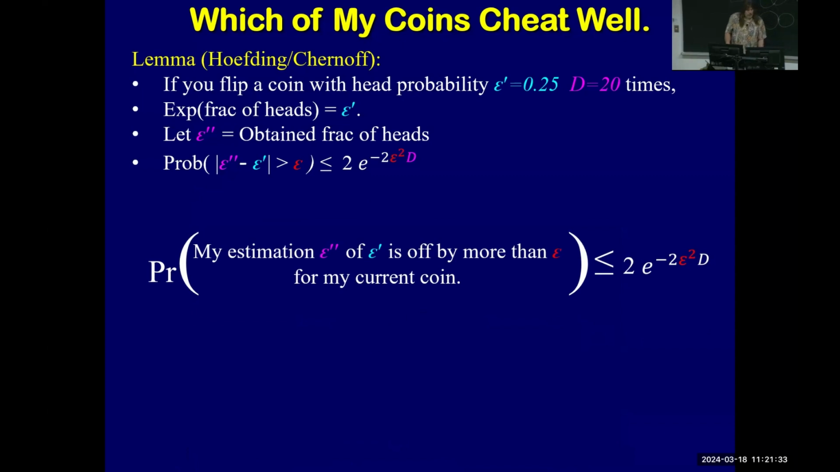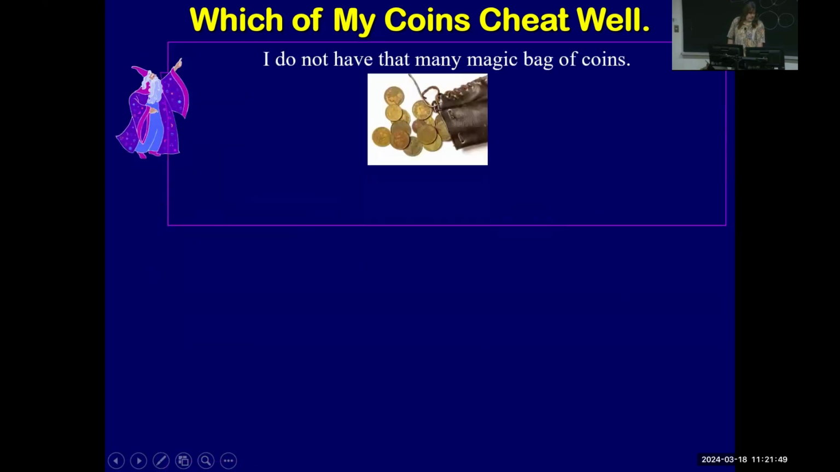All right. Here's just saying it again. My estimate of this value is off by more than epsilon for my current coin. It has small probability. All right. Now, here's another thing: I don't have that many coins in my bag, and I want to know the right answer. Are we running out of time?